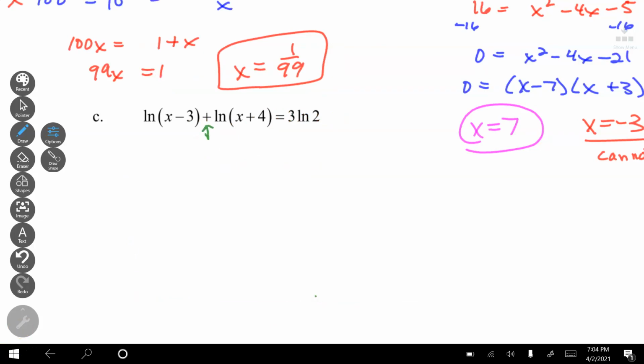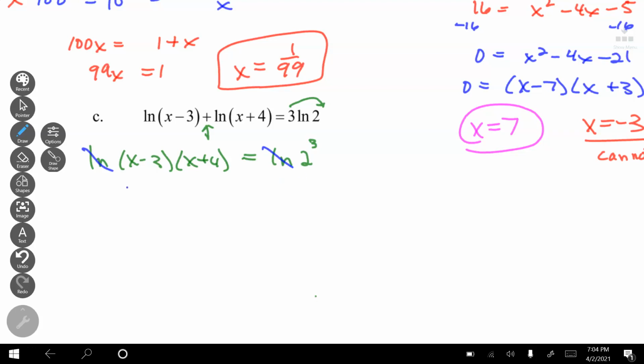So this one I see a couple of things going on. I see a plus sign here, and I see a coefficient that I can move over here. So I have ln of (x minus 3)(x plus 4), because I can multiply when I see addition, is equal to ln of 2 to the third. And now I see I have a single logarithm on each side. So this one ln, it doesn't matter what log it is, as long as they're the same base. It could have been log, it could have been ln, it could be log base 3.